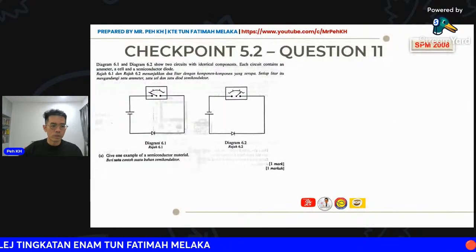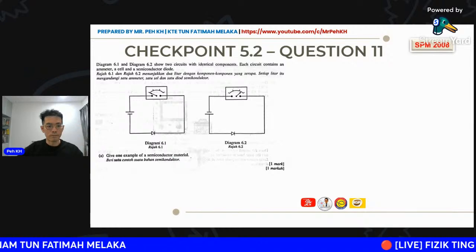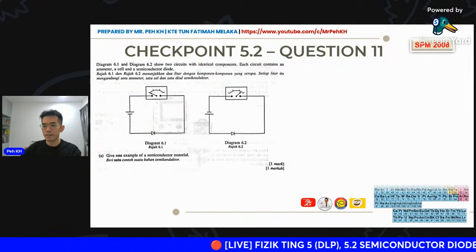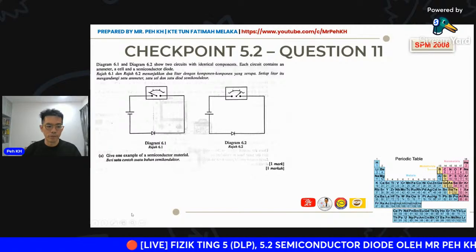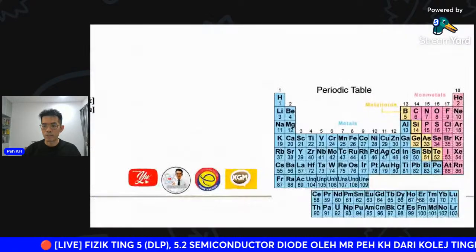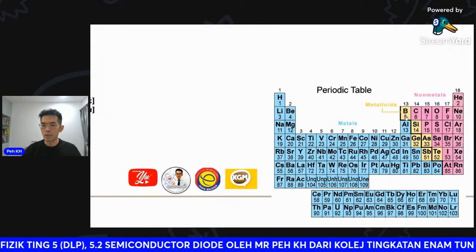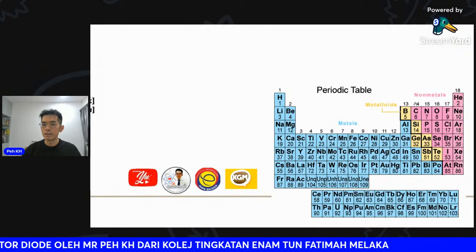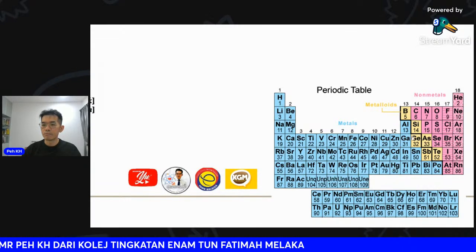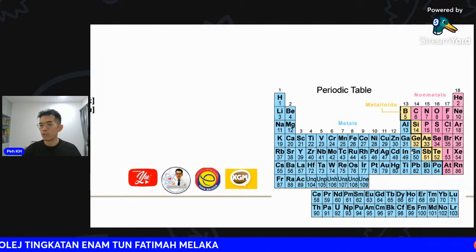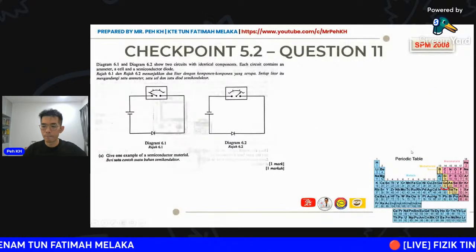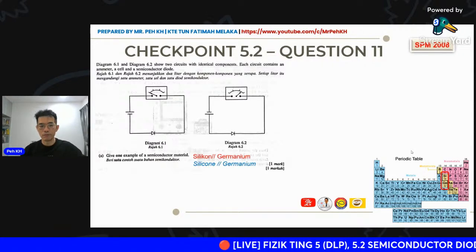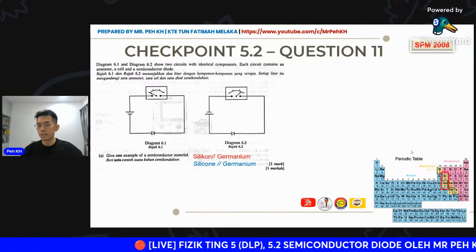Give one example of a semiconductor material. This one we already discussed in our first slide, where we refer to the periodic table. We have actually many options. The yellow color will be the semiconductors. Here you can give the main materials discussed today, which are silicon and germanium. You can just give one answer because only one mark is given.